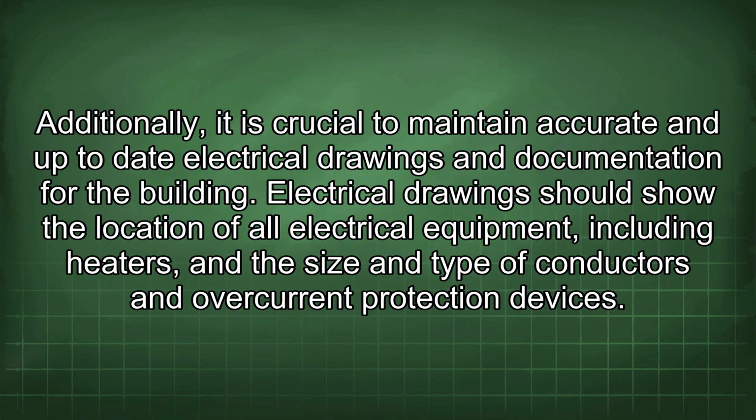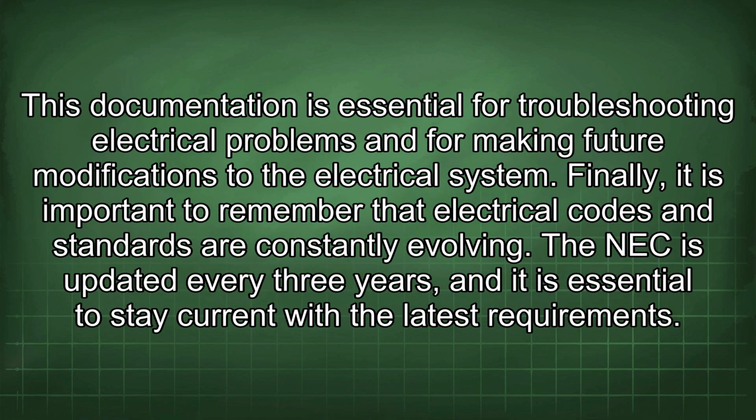Additionally, it is crucial to maintain accurate and up-to-date electrical drawings and documentation for the building. The electrical drawing should show the location of all electrical equipment, including heaters, and the size and type of conductors and overcurrent protection devices. This documentation is essential for troubleshooting electrical problems and for making future modifications to the electrical system. Finally, it is important to remember that electrical codes and standards are constantly evolving.